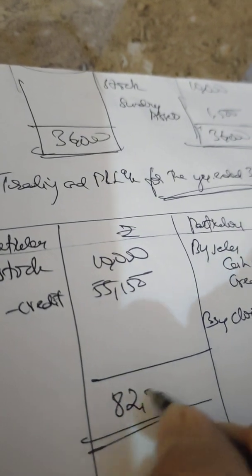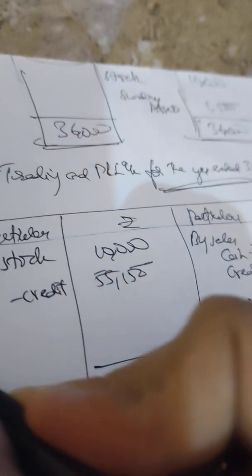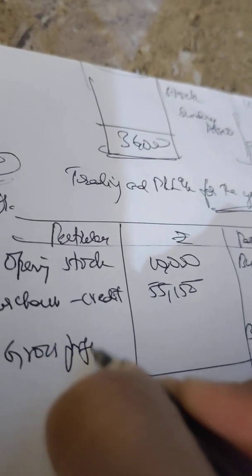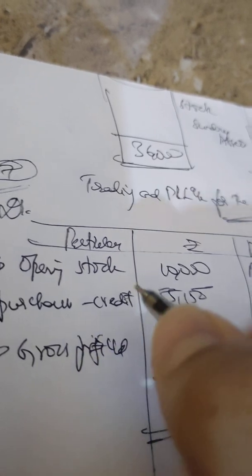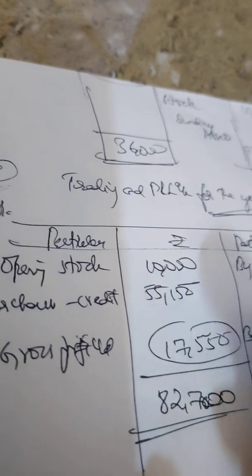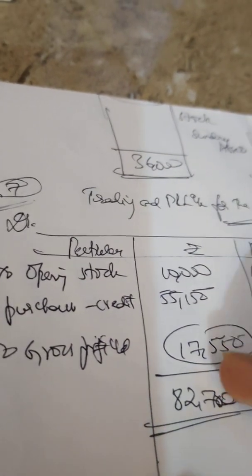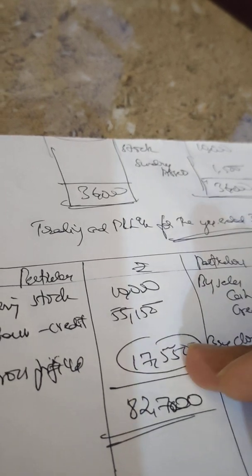Good. Now, what is here? 82,700. So, what is the remaining balance called? It is the gross profit. So, to gross profit carry down, isn't it? Yeah, very good. Now, what is it? 17,550. That is it, because we already got it, isn't it? We have already found it. So, based on that only, we are doing that also.